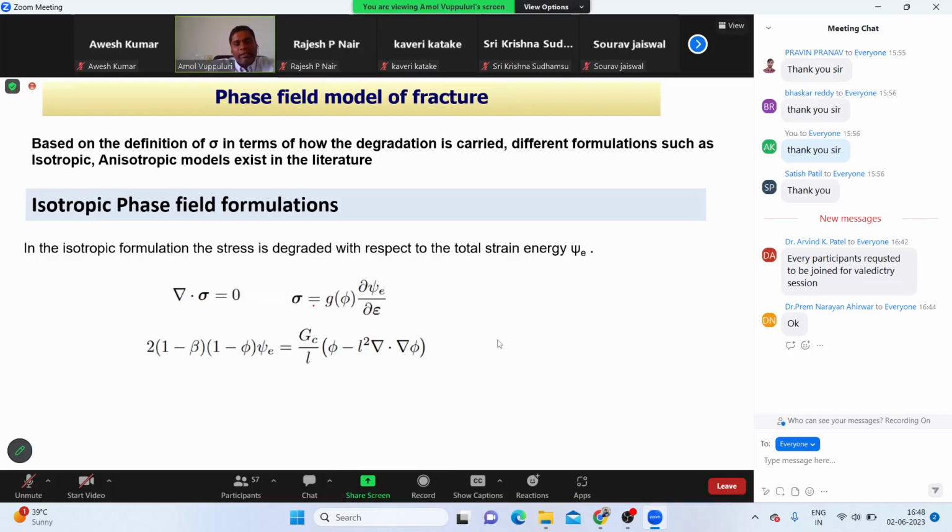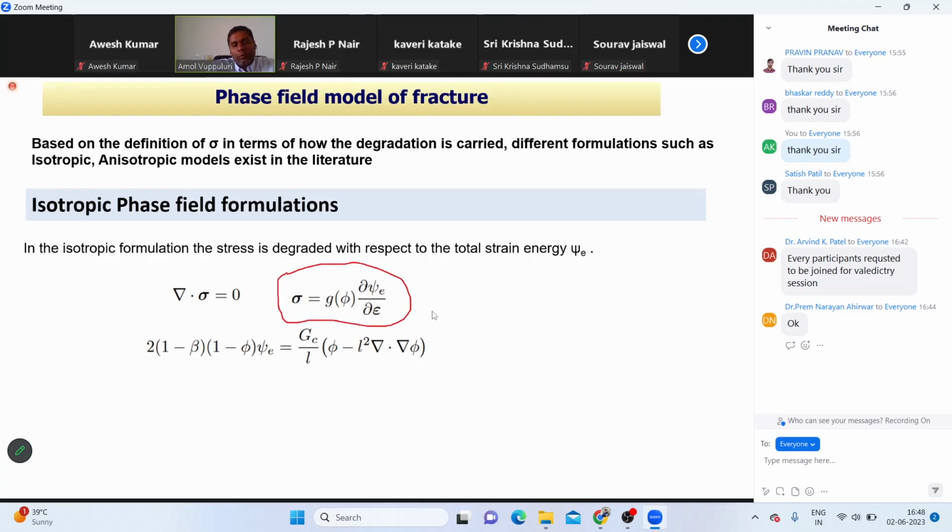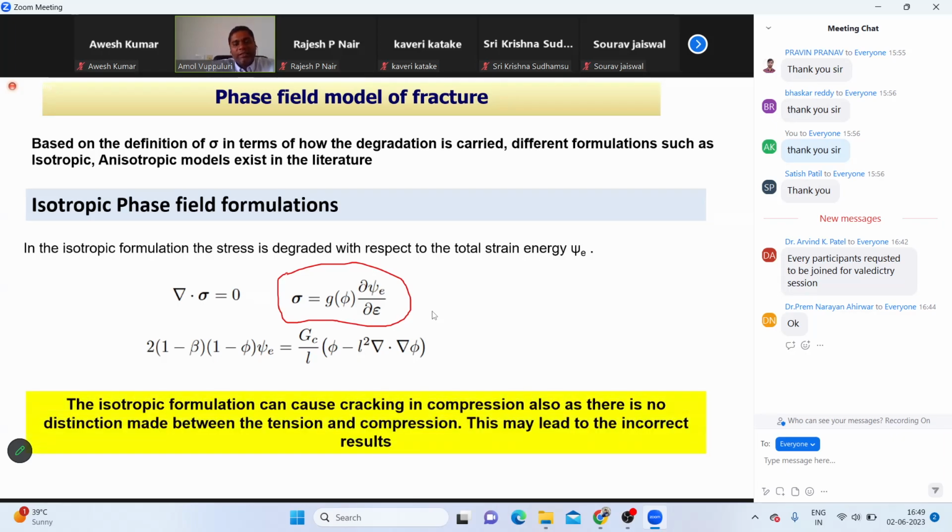Okay. So if you look at the expression for sigma, it says that no matter whether the strain energy is coming from compression or tension, the degradation has to be multiplied, which is not practical. Suppose a body is undergoing compression, you cannot have crack propagation taking place. So the isotropic phase field formulation has an issue that even if you have a body with a crack subject to compression, it still shows crack propagation, which is not practical. So what is the solution?